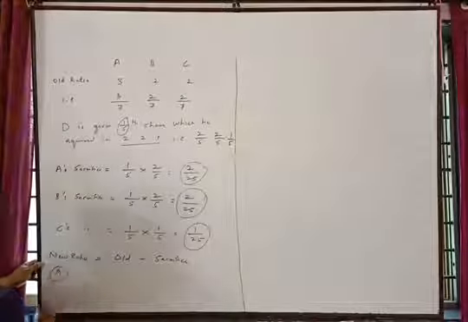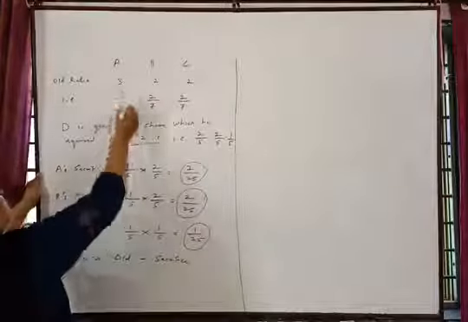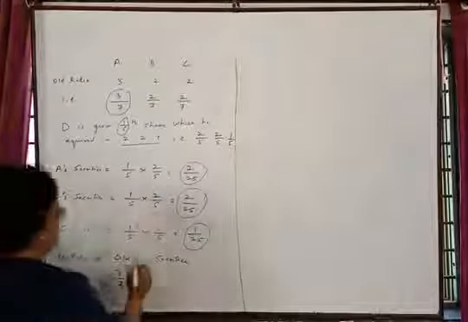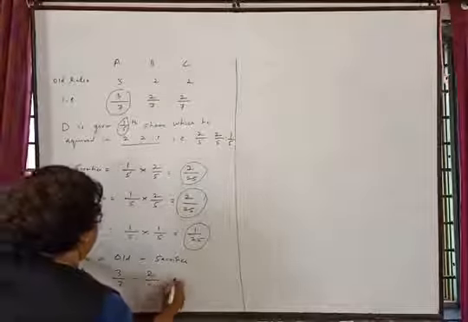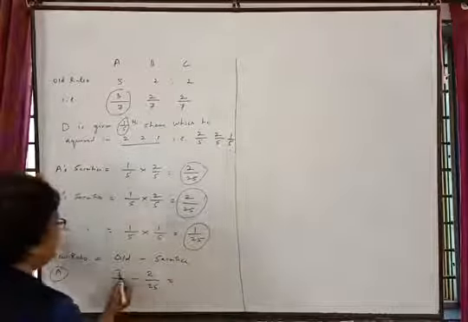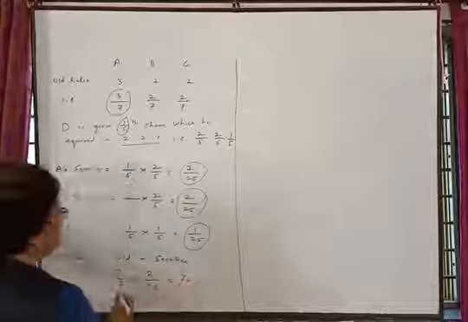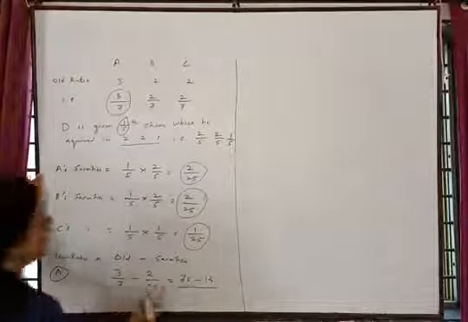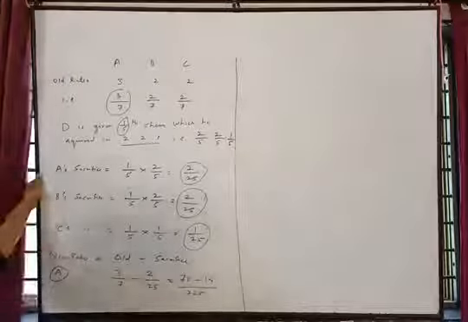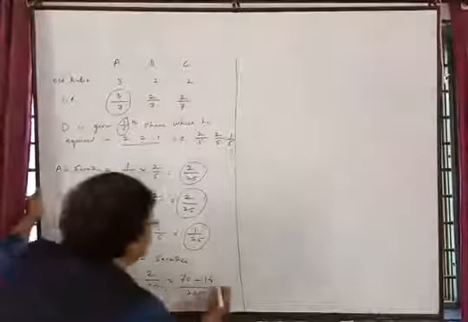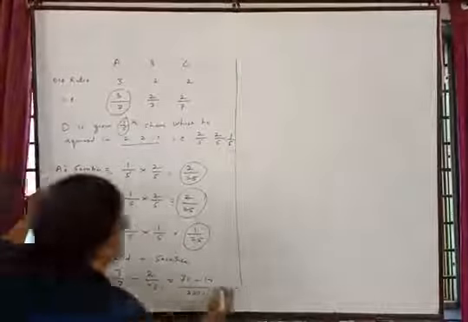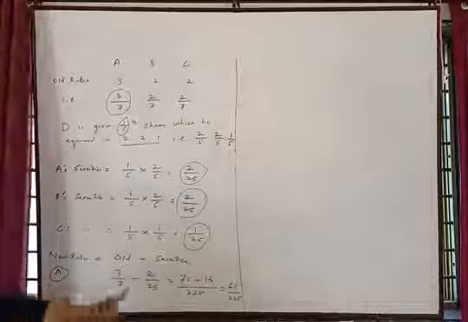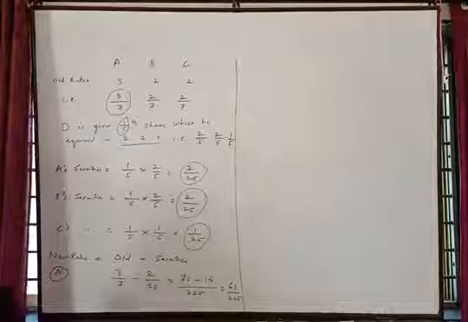Therefore, for A, old ratio is 3/7 minus his sacrifice is 2/25 is equal to 25 3s are 75 minus 7 2s are 14 upon 225, and the answer will be 61 upon 225. So A's new ratio will be 61 upon 225.